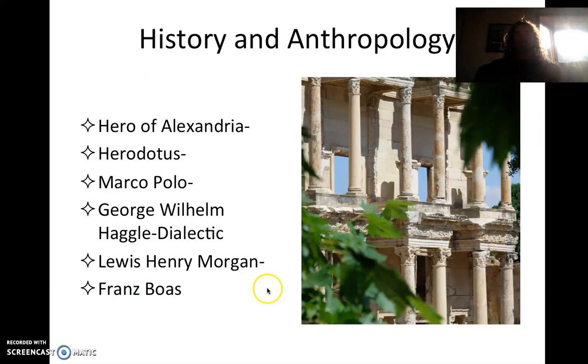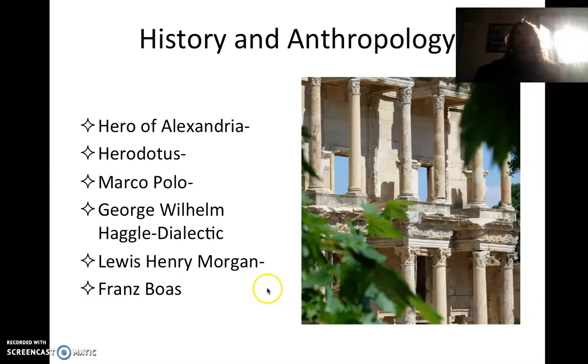All right, history and anthropology. I just threw in Hero of Alexandria. He's kind of my favorite Greek scientist anyway. They usually give him credit for the creation of the steam engine. And also he is the first to develop the vending machine. Put in a coin, out comes holy water. And this became kind of a religious battle in Alexandria where you had multiple religions competing at the same time. Herodotus, Greek historian, he's considered the father of history.